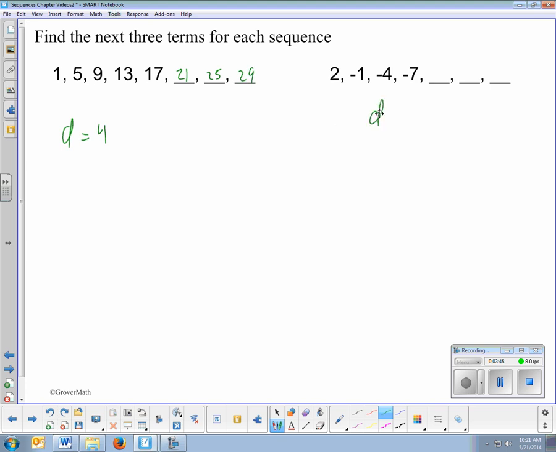In this next one, how do I go from 2 to -1? Well, if I'm not sure, I could just do -1 minus 2, which is -3. And you could always tell when it's negative when I see my sequence is going down, as opposed to when it's going up, it's going to be positive. And so I'm minusing 3 each time to get to the next term. So minus 3 from -7, I get -10, then -13, and -16.